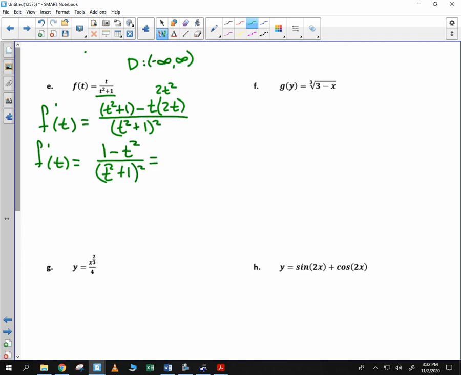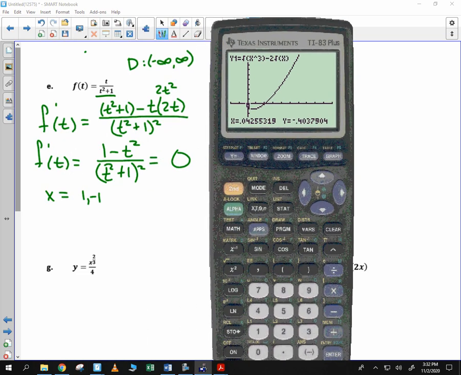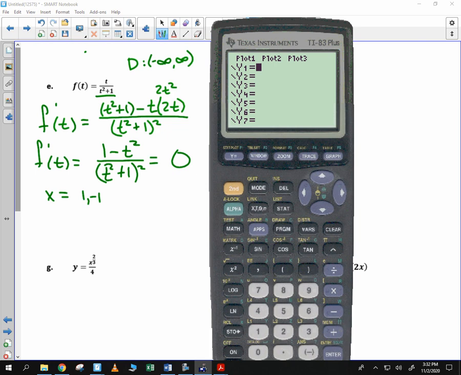Where is that equal to 0? The top is equal to 0 at 1 and negative 1. The bottom is never equal to 0. So I would say that we have, in fact, these critical values of 1 and negative 1. If I confirm that graphically, you can tell, x divided by x squared plus 1.